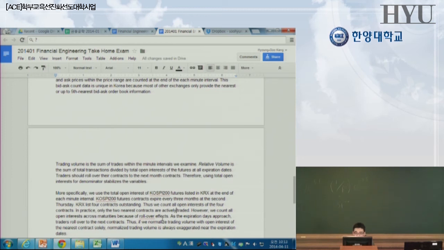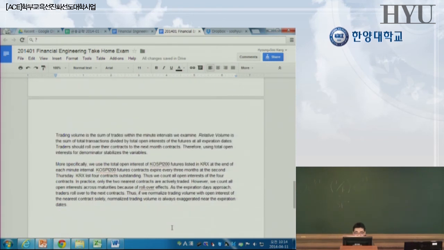Thus, if we normalize trading volume with the open interest of the nearest contract solely, normalized trading volume is always exaggerated near the expiry. Okay? That's why it is a technical part.